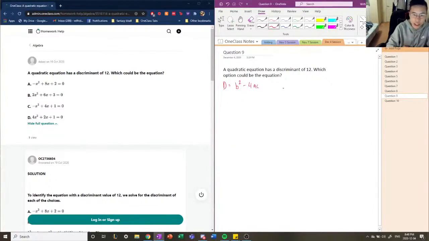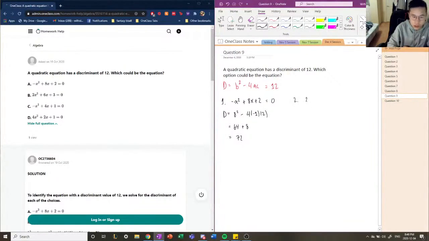In this question, they tell us that the discriminant is equal to 12. So they want us to look at each of these options and evaluate which of these equations has that discriminant. Easy enough, we just need to do a lot of calculations here. The first one is negative x squared plus 8x plus 2. Our coefficients are negative 1, 8, and 2. So our discriminant is 8 squared minus 4 times negative 1 times 2, which is 64 plus 8, equal to 72. So that's not our discriminant.